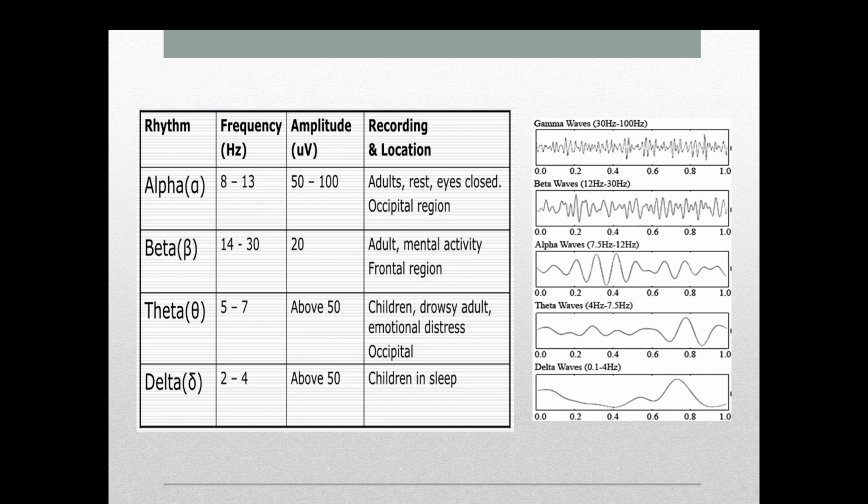The theta waves have a frequency between 5 to 7 hertz, and the amplitude will be above 15 microvolt, and they will be recorded in children, drowsy adults, and in emotional distress. Occipital means back of the head. Next, delta waves have a frequency between 2 to 4 hertz, and an amplitude above 50 microvolt, and they are found in children when they are asleep.